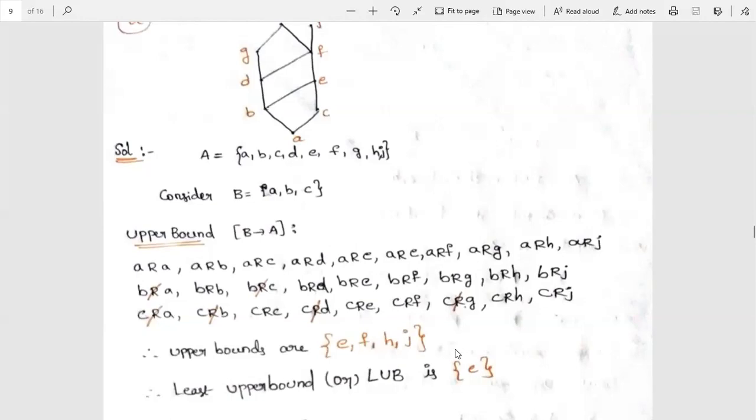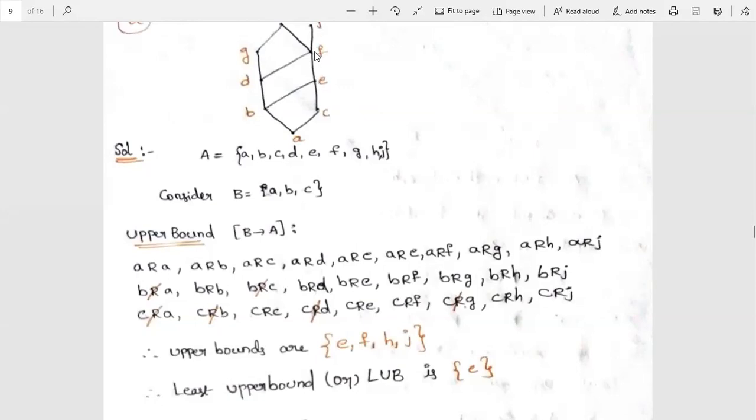So this is how we find the upper bounds of any particular subset of A. So here we consider the subset A, B, C. For this set, the upper bounds are E, F, H, J. So in this, we have to find the least upper bound, or LUB. That is called LUB. So E is the least of all these upper bounds.